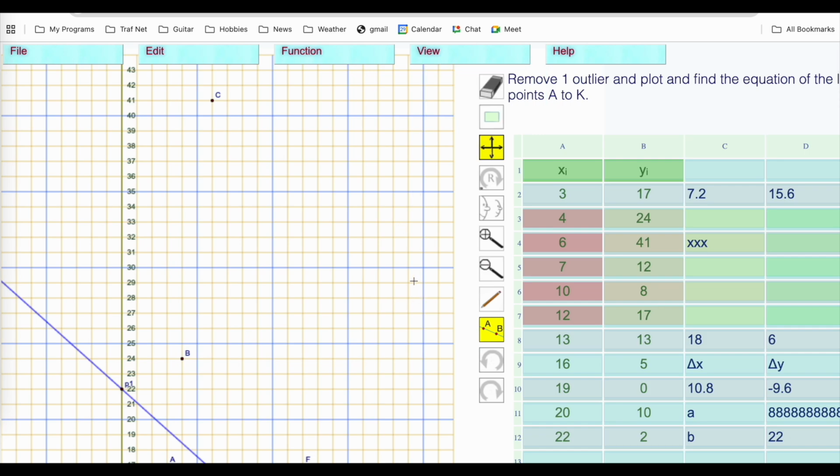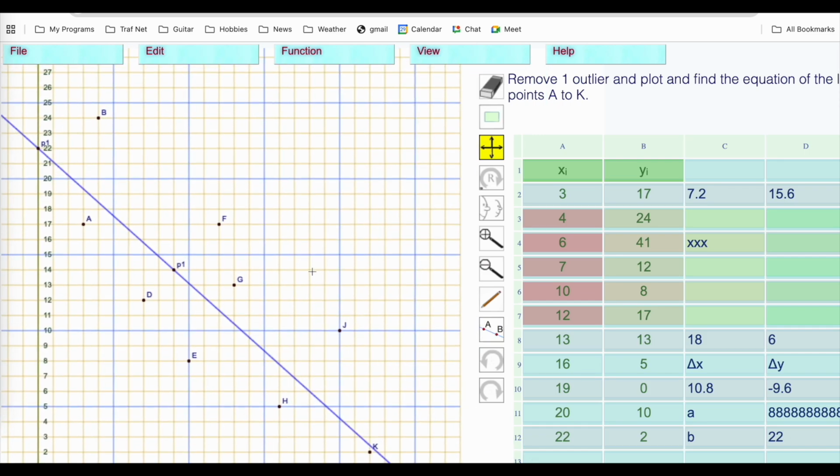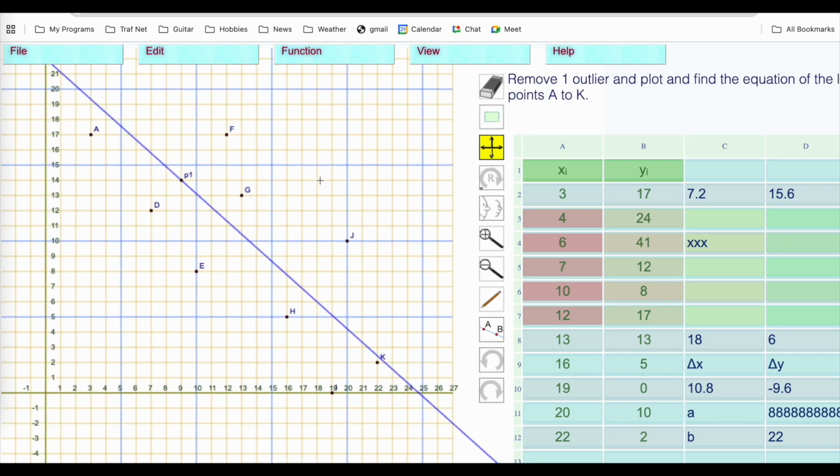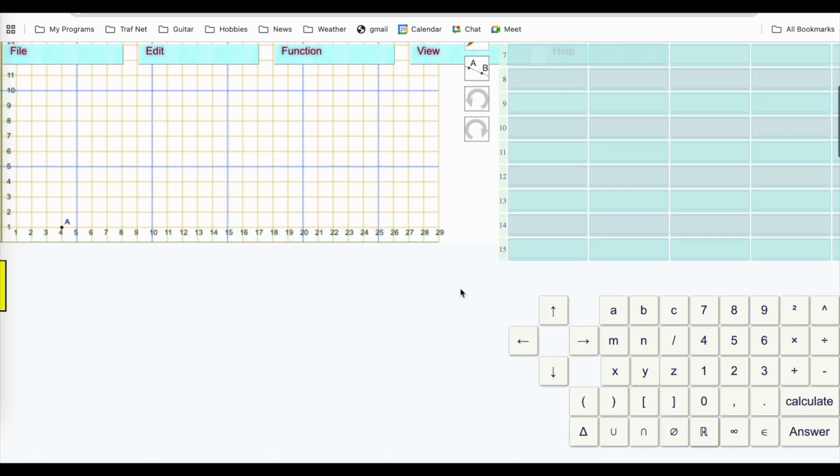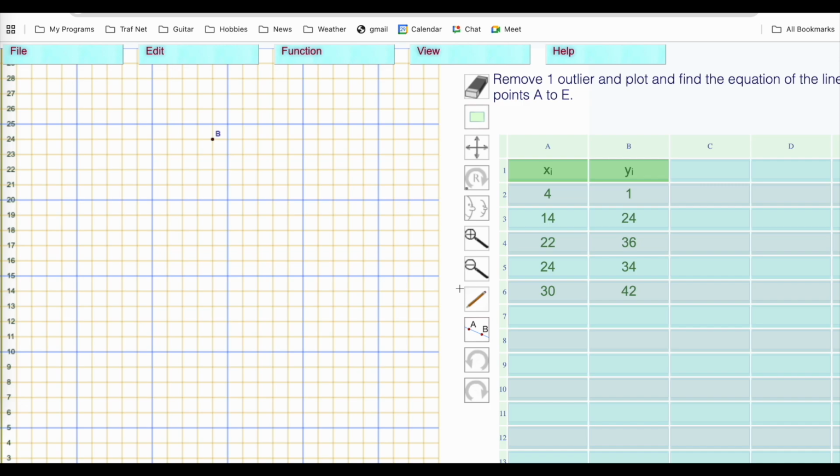Let's look at all of our points. We can see that our line of best fit goes through all the points nicely. And then we go over here and press answer to see if we are right. All right, and that's it for level 6.